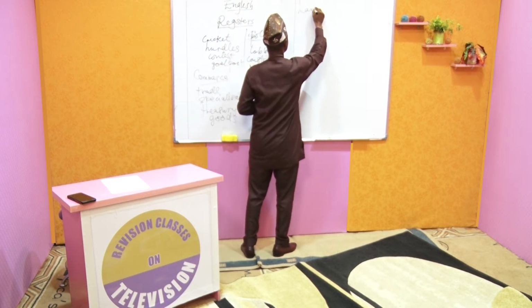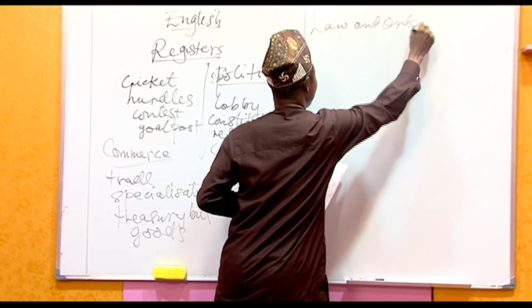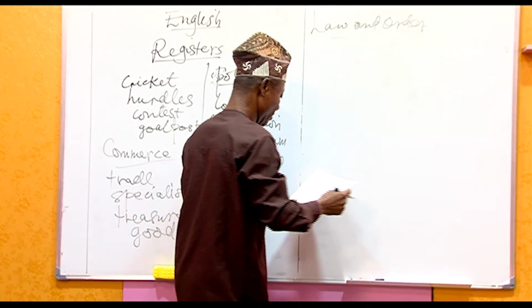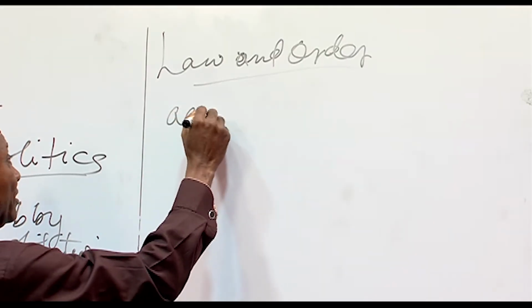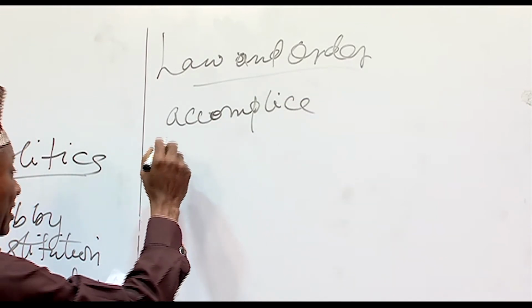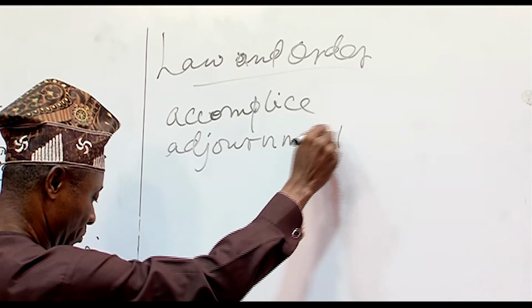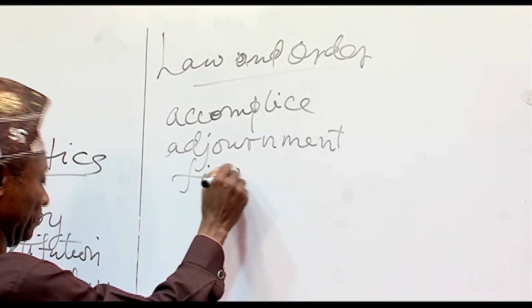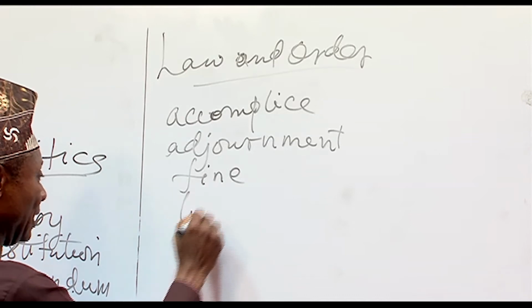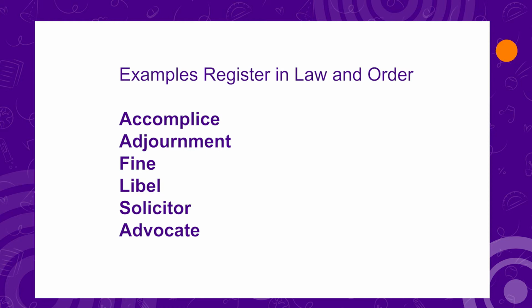Another area of human endeavor is law and order. In this field, we have words like accomplice. Others are adjournment, fine, libel, solicitor, advocate, and the rest.